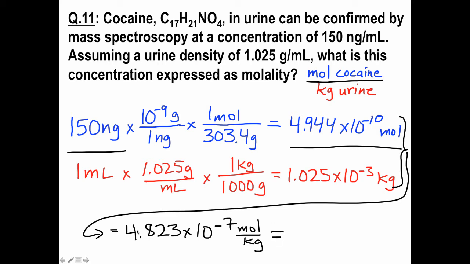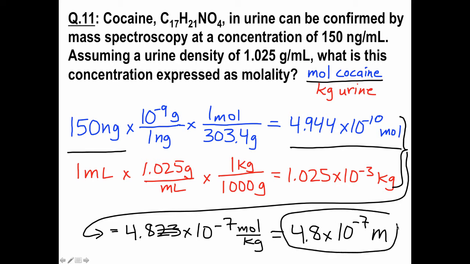And this is too many sig figs. Probably the 150 nanograms here very likely is only good to 2 sig figs. I'm going to assume here that the 0 isn't a sig fig, and if that's the case, we should round this off to 4.8 times 10 to the minus 7th moles of cocaine per kilogram of solvent, kilogram of urine, and we can symbolize that by lowercase m. So there is our answer.